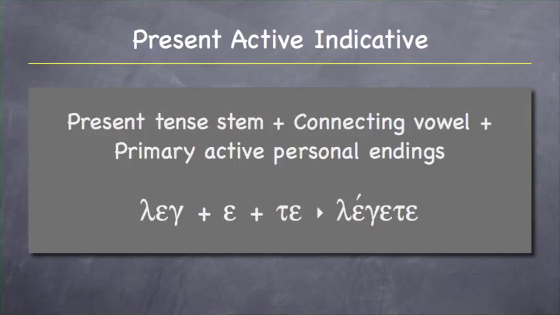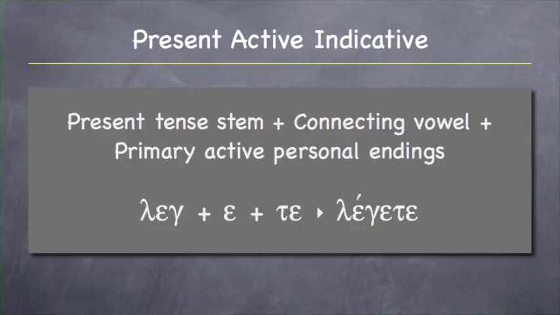Well, take a look at the first chart. How do you form the present active indicative? Well, it's formed by using the present tense stem, and then to it you add a connecting vowel, and to it you add primary active personal endings. Now, I know that doesn't mean anything to you right now, but let me just walk you through the process.